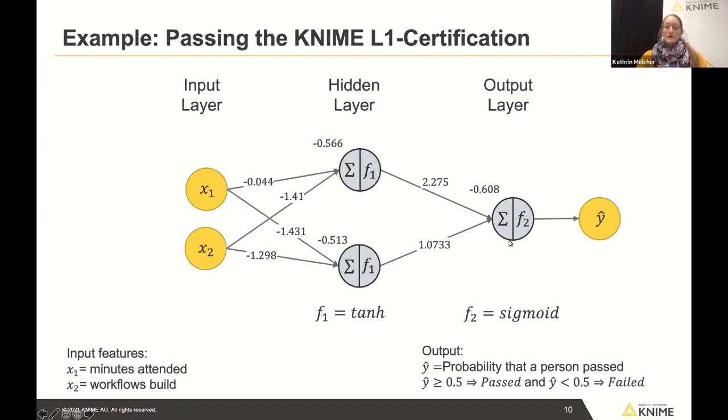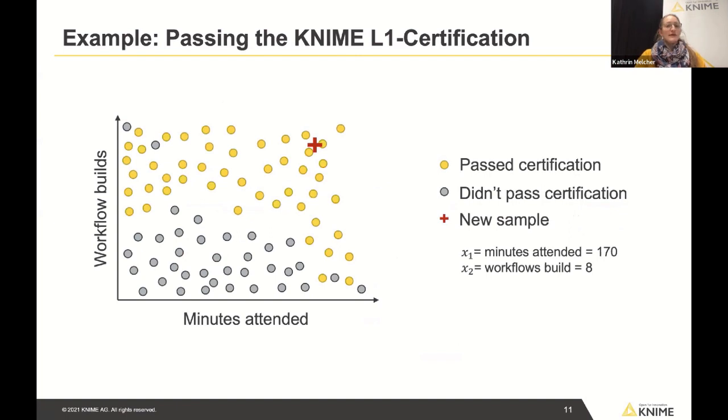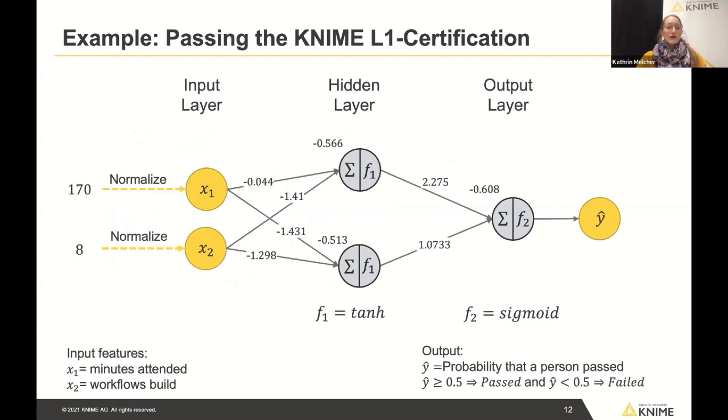And if I have a neural network like this, then I could use it to predict for a new person whether this person is going to pass the exam or not. I want to do this now for an example person who has attended our course for 170 minutes and has built 8 workflows in the past, which would be somewhere around here, where all people actually have passed the exam. So I would expect my network to predict that this person is going to pass. So let's feed this information into our network.